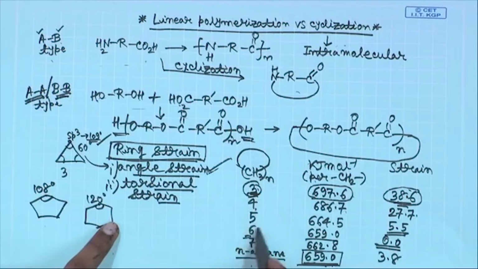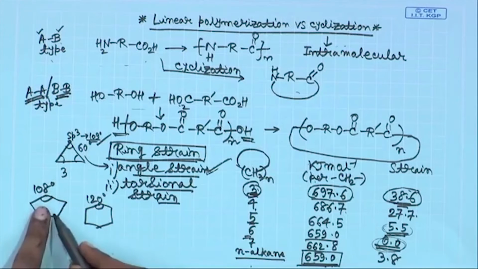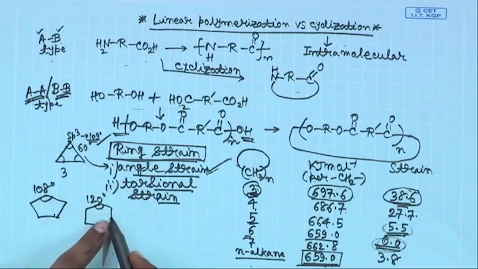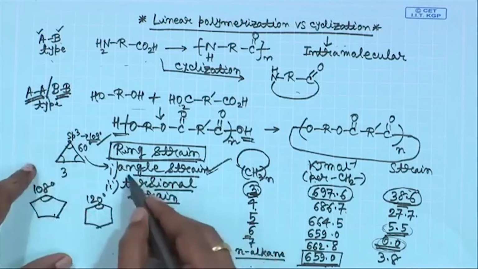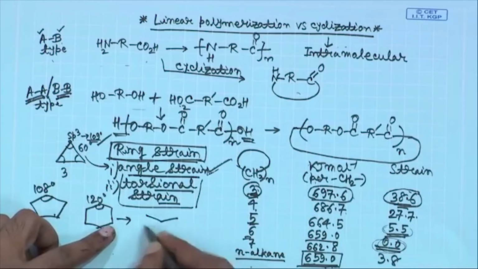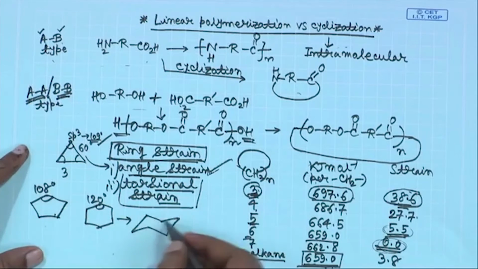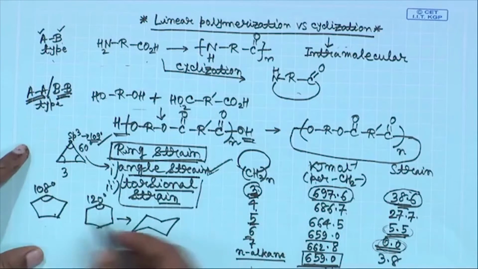However, you will see that for the 5 member ring the strain energy per CH2 unit is 5.5, and for the 6 member ring it is 0. So, the 5 member ring is slightly less stable than the 6 member ring, because there is something called torsional strain also. The 6 member ring can actually take a chair form, and so these are torsional or conformational strain.